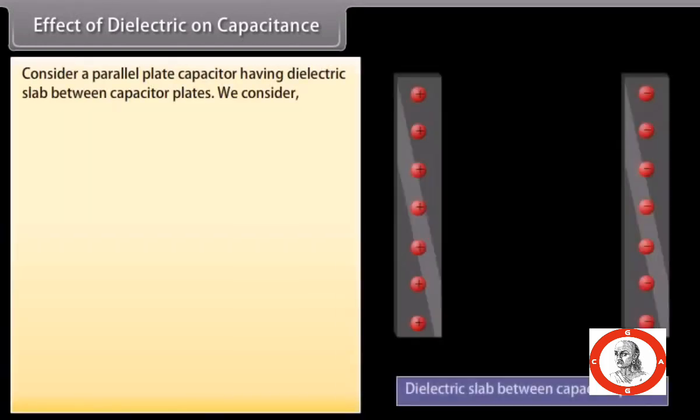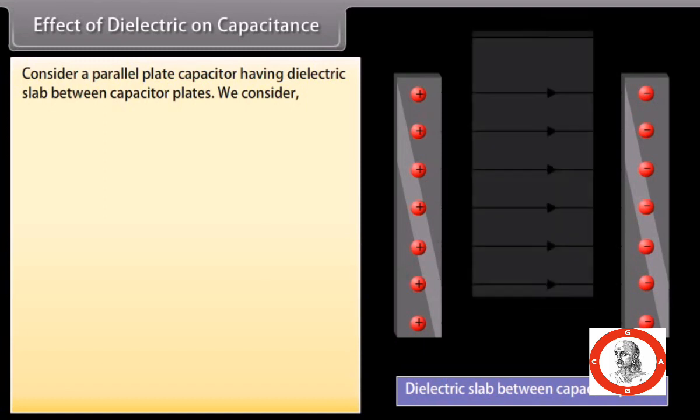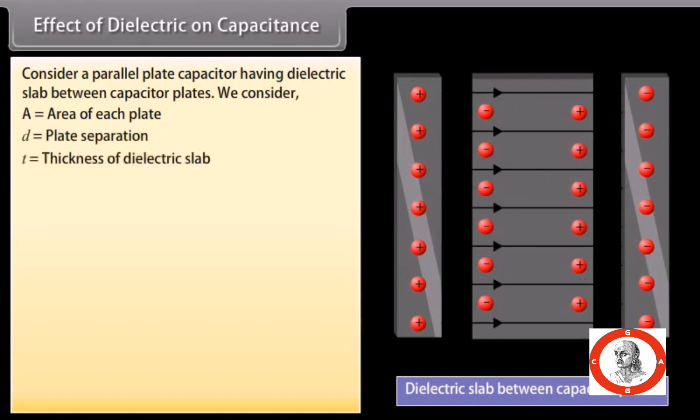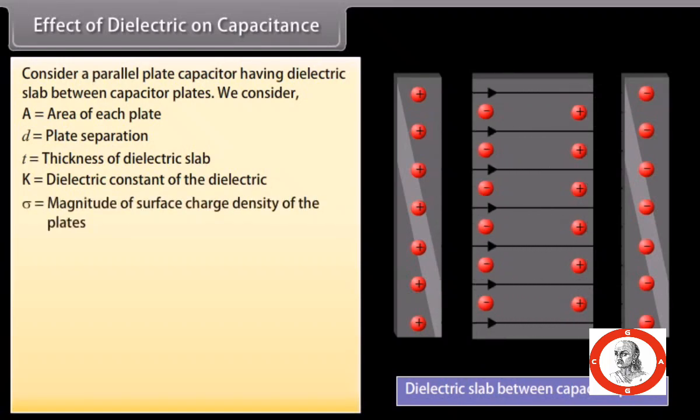Effect of dielectric on capacitance. Consider a parallel plate capacitor having a dielectric slab between the capacitor plates. We consider A is equal to the area of each plate, D is equal to the plate separation, T is equal to the thickness of the dielectric slab, K is equal to the dielectric constant of the dielectric. Sigma is equal to the magnitude of surface charge density of the plates.